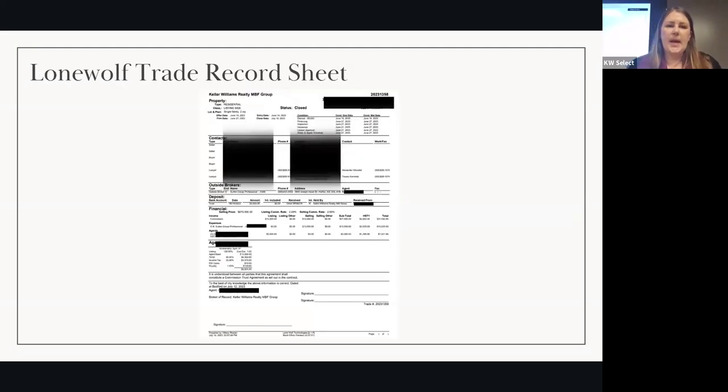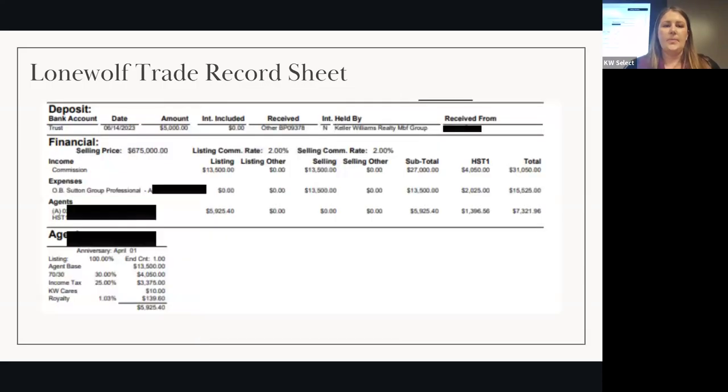All right, so the next page, Hillary also sends this to you upon closing. It's also called a trade record sheet, which can be a little bit annoying, but it's the one that's generated directly out of Lone Wolf, which is the accounting software that we use. So this is what it looks like, but I'll zoom in on the important stuff. It gives you a little bit more detail, but it is very similar to the EFT.